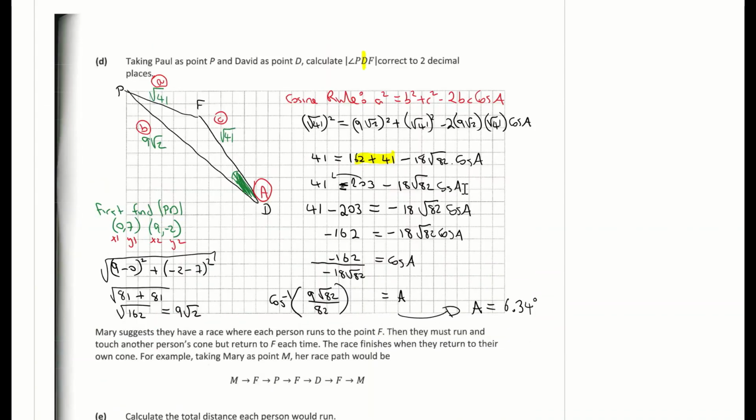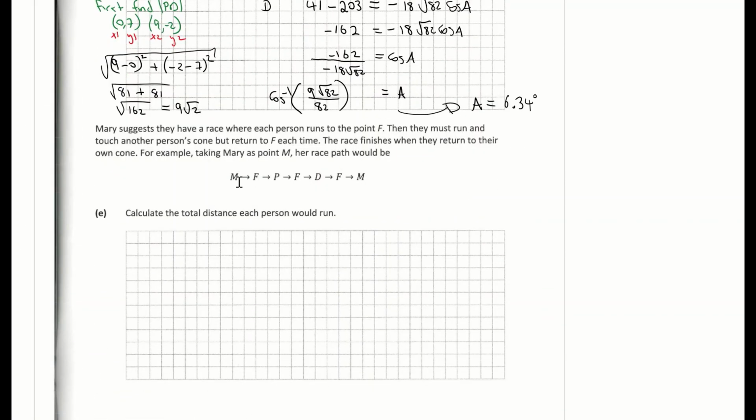So if we're looking at it here, they've given us a little hand here. They've told us Mary's path. So Mary to F, F to P, P to F, and so on. So basically we just have to work out the distance between each of them. First of all, the distance from Mary to the center is root 41. And from the center, F, Mary is now going to go to Paul's cone, and the distance from the center to Paul's cone is again root 41. From Paul's cone, she's going to return to the center F, and that is once again root 41.